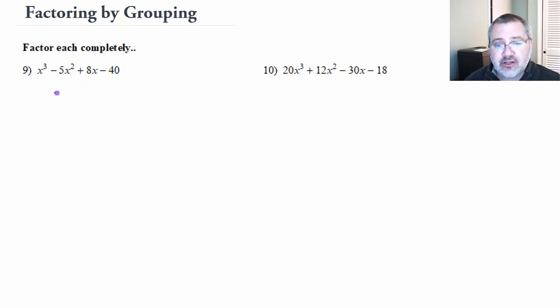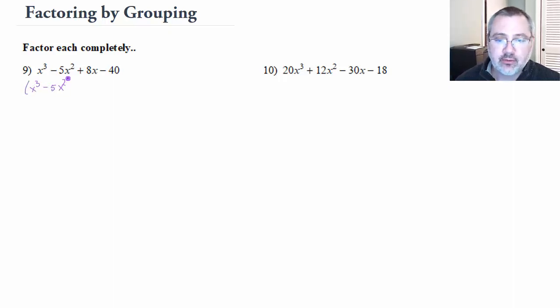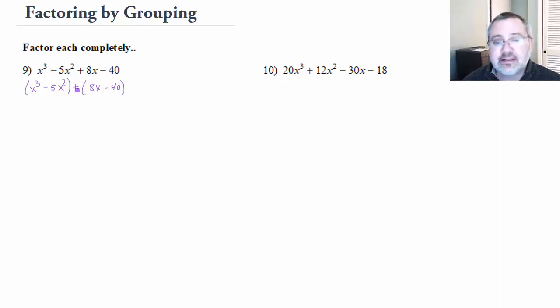One of these strategies is to group the first 2 terms together. So x to the third minus 5x squared will be grouped together, plus 8x minus 40 is grouped together. You always want to make sure that there's a plus or a minus sign. We're always going to want to put a plus sign in here just to make our lives a little bit easier. Then what we do is we look at each group separately.